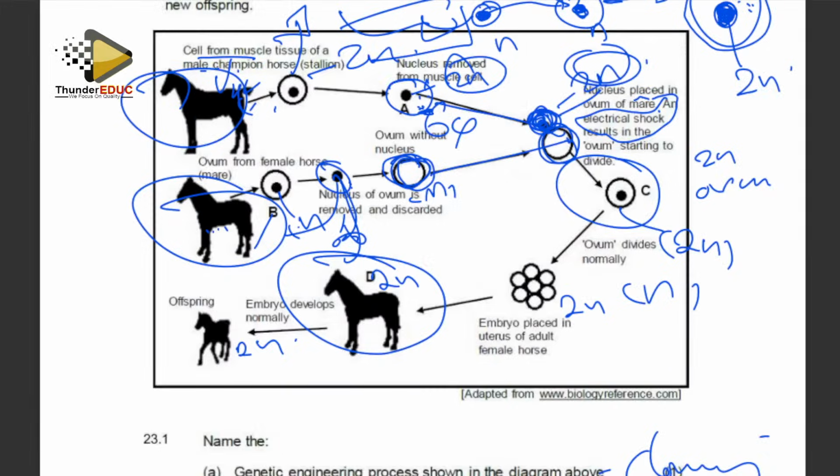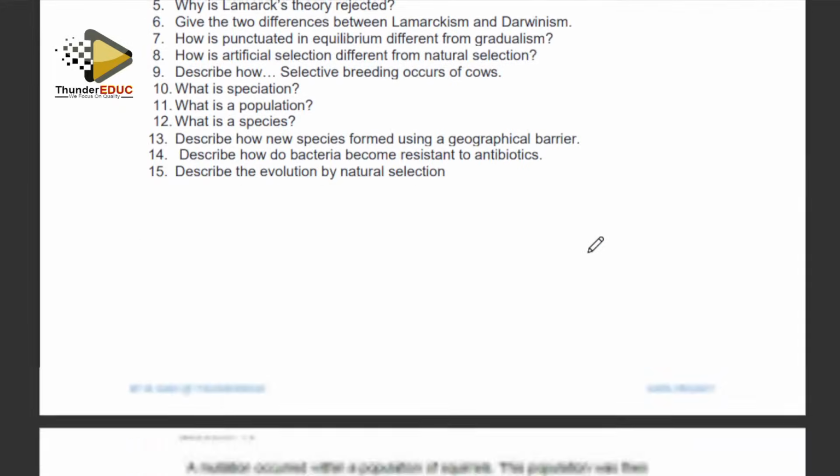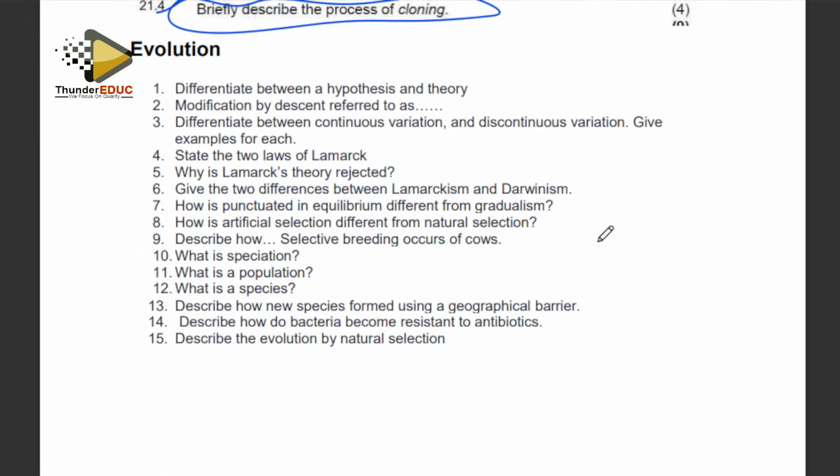Let's go to evolution, not genetics. All right.